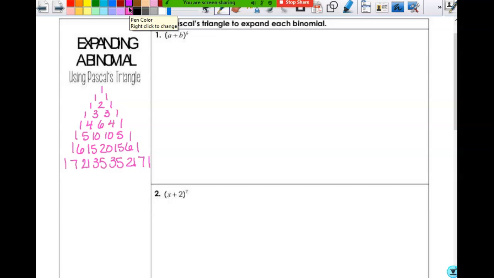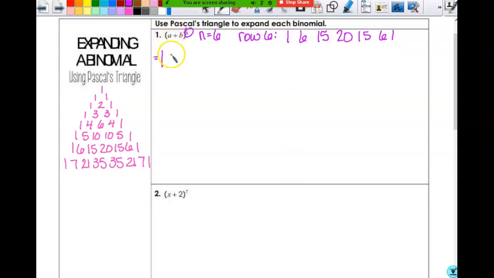All right, so when I want to do one of these expansions, the exponent here is my n. N equals 6, so that means I need row 6 of the triangle, which is 1, 6, 15, 20, 15, 6, 1. And those are my coefficients. Okay, so when I want to actually expand this, I start with my first coefficient, which is 1.